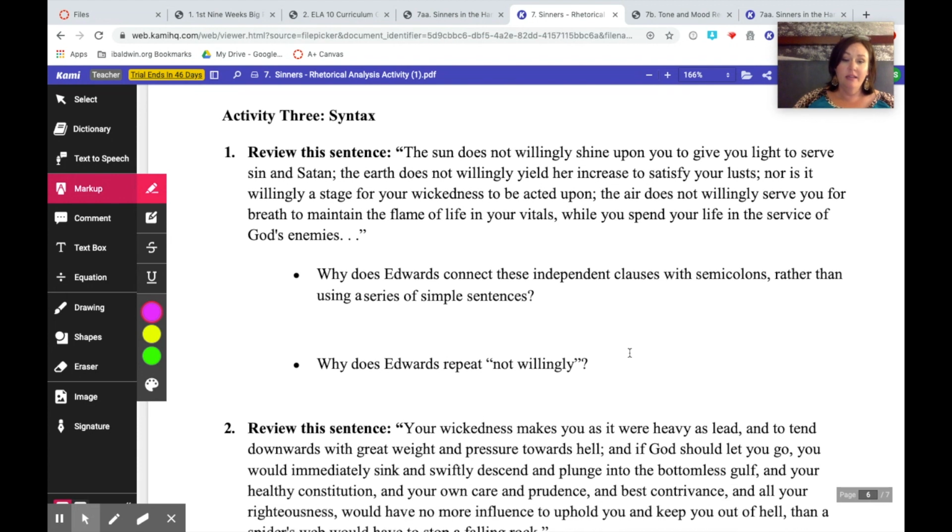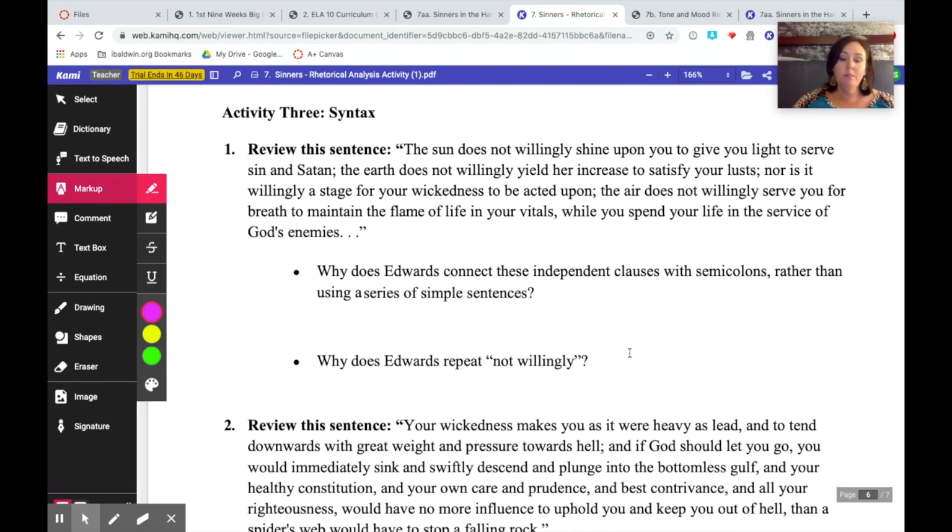Activity 3 is all about syntax, and that can be a harder subject for students because they might not be as familiar with it. So again, guiding them through this activity, working through some of it together. In fact, with activity 3, I would probably recommend doing this one as a whole group. They're going to need the structure, and they're going to need you to model this activity for them.